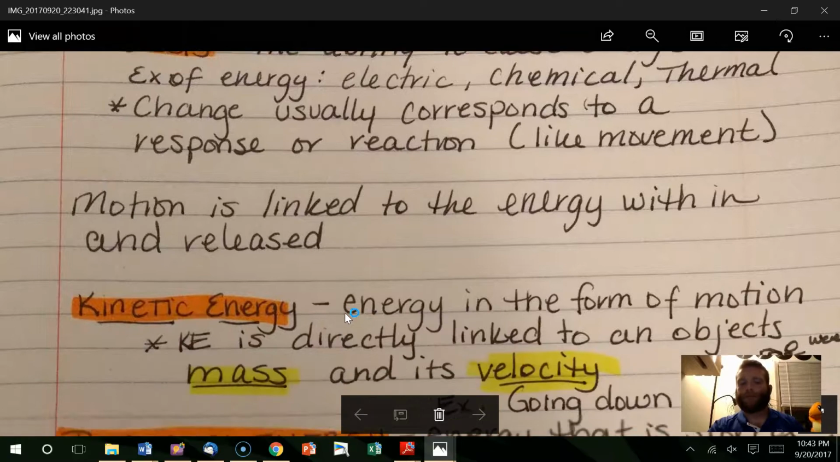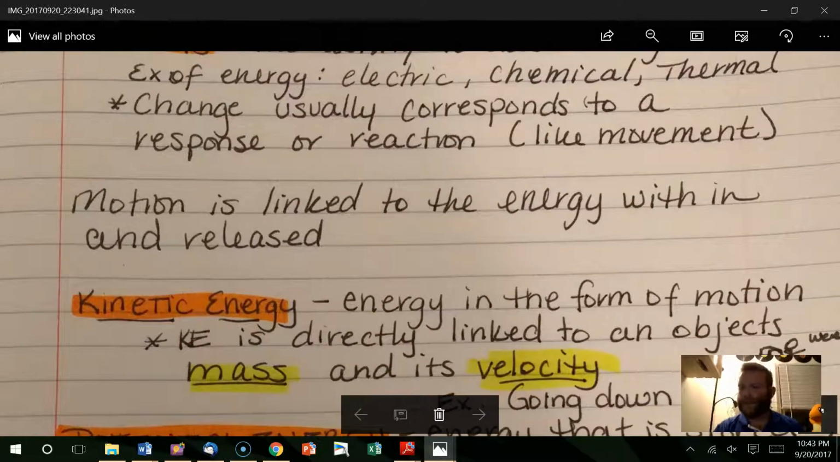Okay, so with motion of objects, that's kind of where we're going to start because we've just finished talking about all of Newton's laws of motion, and what those mean for our movement and how energy is going to change how an object responds. Motion is directly linked to the energy that's contained within an object and what is released from that object.